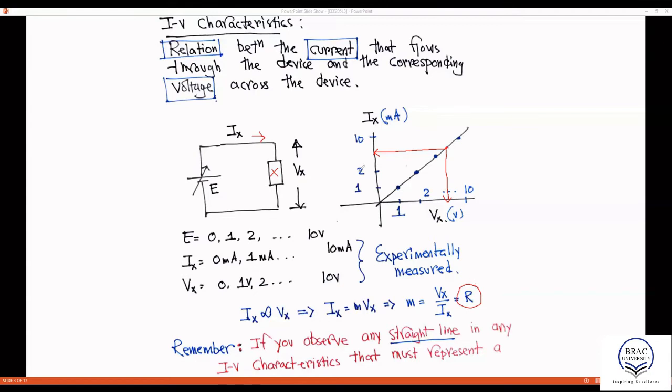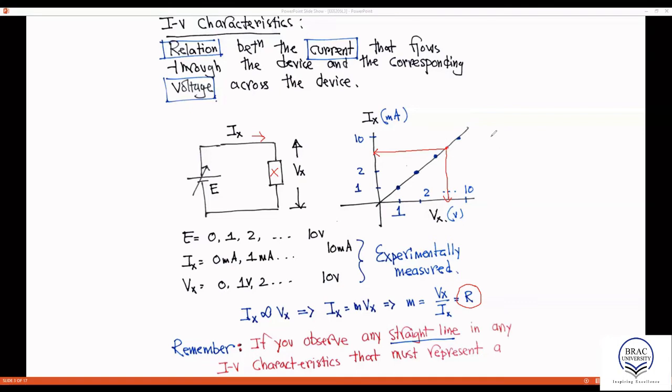So just to show you how to obtain the relationship between the current that flows through a device and the corresponding voltage across the device. So this way we should remember one thing. If you notice any straight line portion in any IV characteristics, immediately you can conclude that there must be a resistance lodged inside this device at the time.